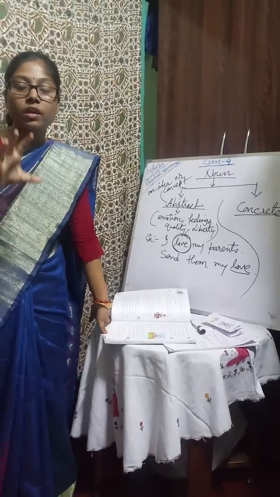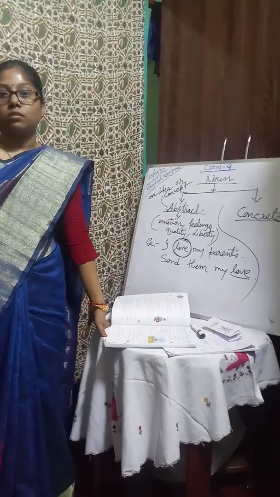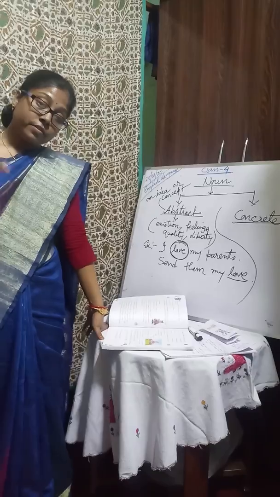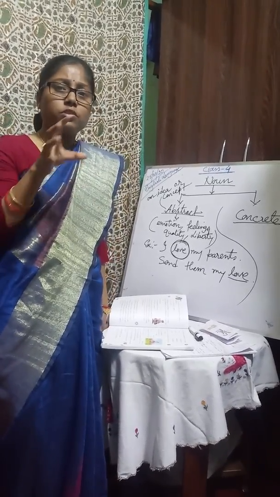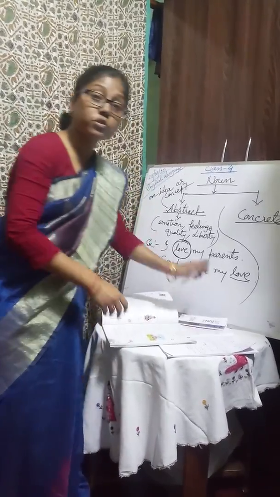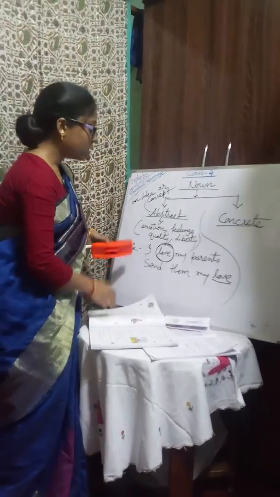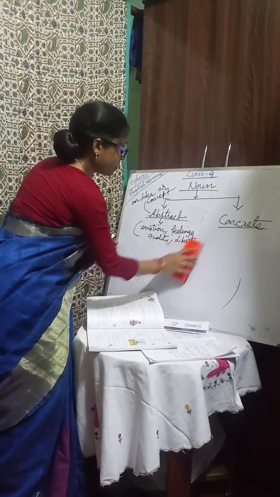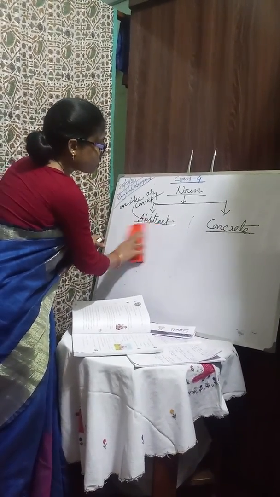Physically we cannot touch those things, because emotions, feelings, we know it's an inner thing, we cannot touch. On the other hand, in concrete noun we can touch, we can see, we can feel, we can hear. All those things are related with that. So it is totally opposite to the abstract noun. Now I'm giving you one example of concrete, so that you can understand. Hopefully you will write it down on your copy.